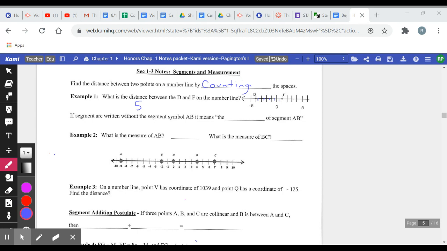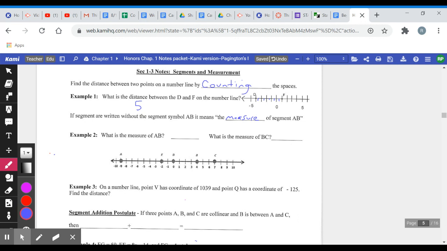It says if segments are written without the segment symbol, AB, so no line on top, it means the measure of segment AB or the length. I'm going to write measure. But you can think of it as the length also. So you do just want to get used to that with geometry, all these little technicalities about the symbols. No line on top means the measure of or the length of. Line on top means you're actually talking about the line segment itself, not the number value associated with it.